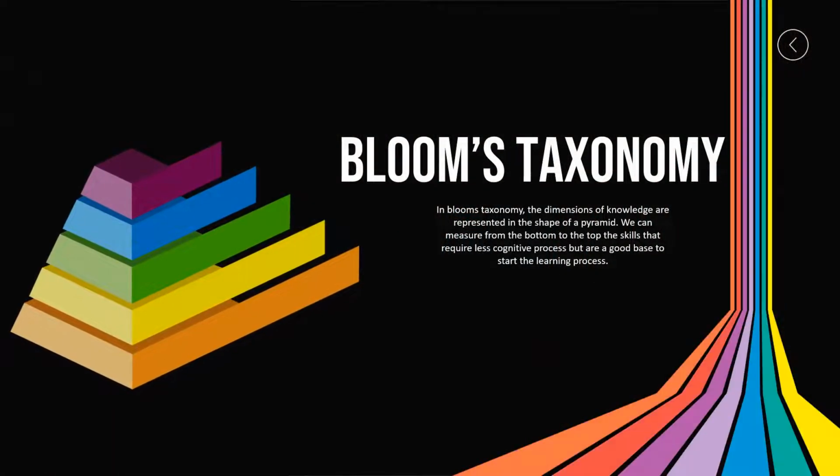In Bloom's taxonomy, the dimensions of knowledge are represented in the shape of a pyramid. We can measure from the bottom to the top the skills that require less cognitive process, but are a good base to start the learning process. The higher tiers in the pyramid require a high degree of cognition to be achieved. It is not possible for a student to reach the highest level of skills if the lower levels are not mastered. This hierarchy is designed to encourage the students to reach a high level of thinking, which allows them to create new knowledge.